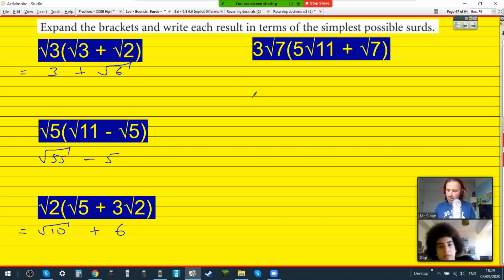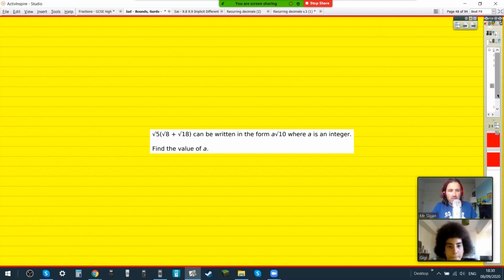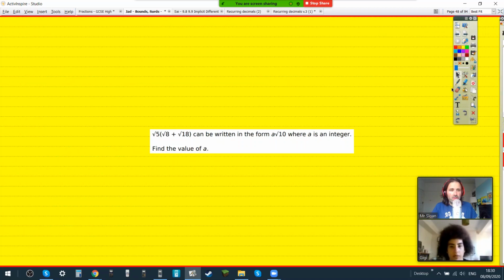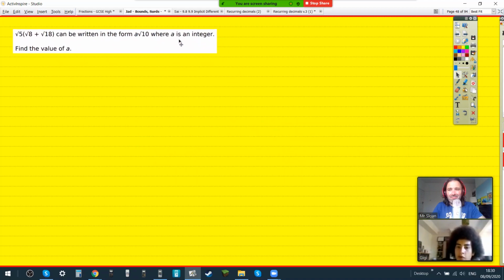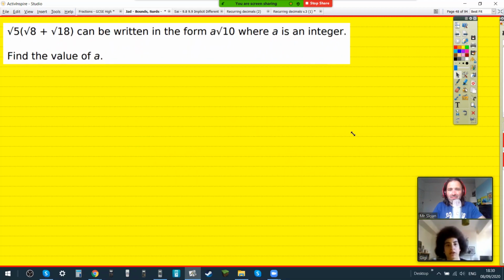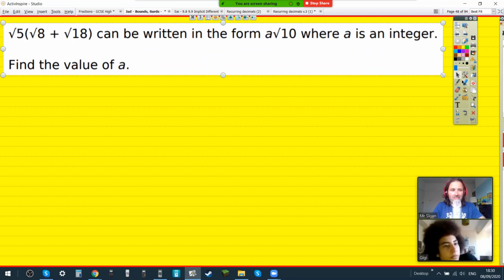15 root 77 plus 7. This is 3 root 7. Oh, plus 21. Very good. You're doing great. Okay, exam question. I don't know if it's weird. Let's try it. Root 5, 8 over 18 can be written in the form a root 10, where a is an integer. Find the value of a.